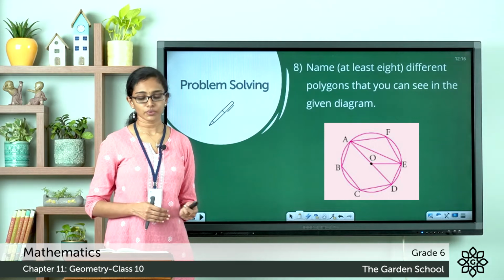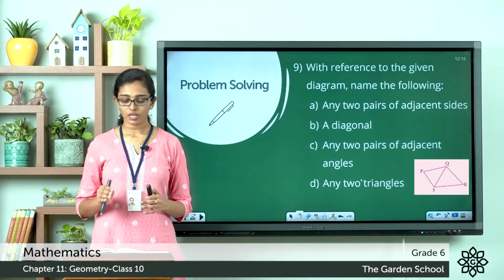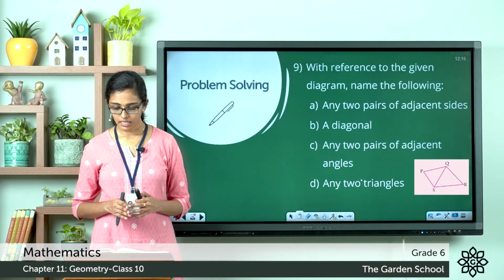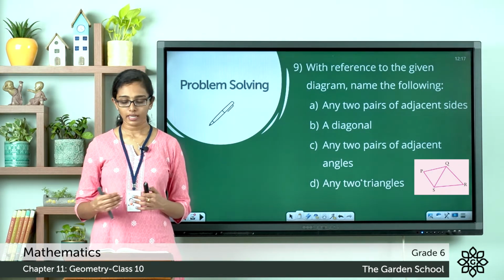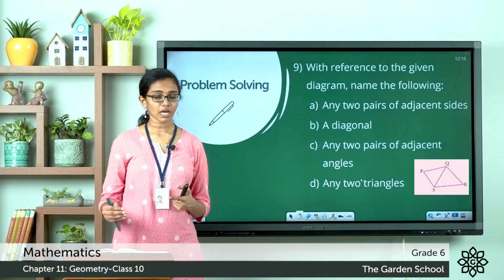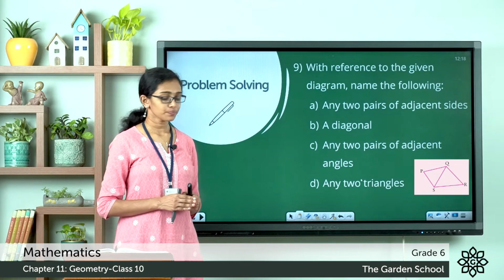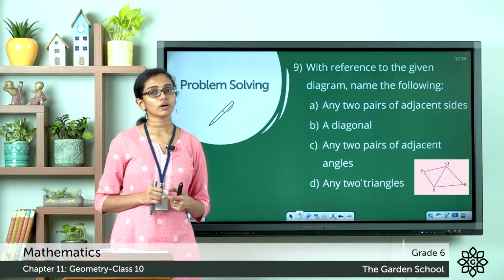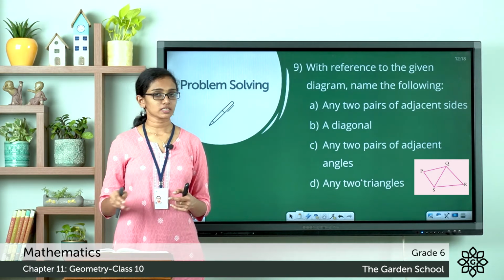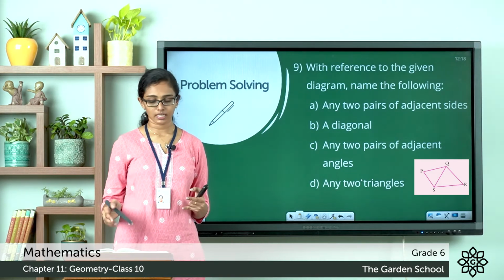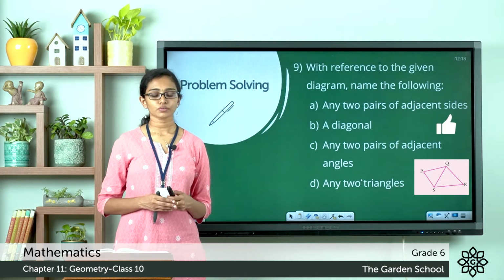Now, the 9th question is with reference to the given diagram, name the following. So, have a look at the textbook. We can see a quadrilateral PQRS given there, and there is a diagonal QS or SQ. Now, based on this diagram, you have to answer the questions here. Any two pairs of adjacent sides. For example, PQ and PS are two adjacent sides. You can name other adjacent sides as well. Now, a diagonal, you can see a diagonal SQ or QS there. So, you can write line segment SQ or line segment QS there. So, answer the other two questions as well.